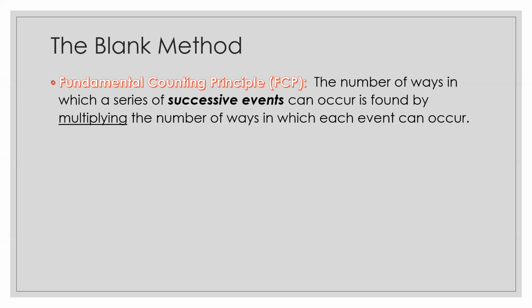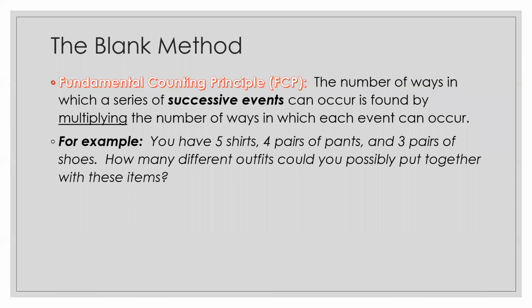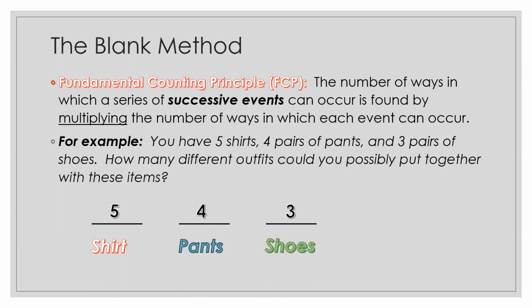You'll see what I mean by that. For example, if you have 5 shirts, 4 pairs of pants, and 3 pairs of shoes, how many different outfits can you put together with these choices? We are going to use the blank method because these are successive events: you pick a shirt, pick a pair of pants, and then pick a pair of shoes, things that happen one after another. How many choices do you have for shirts? 5. 4 choices for pants and 3 choices for shoes.